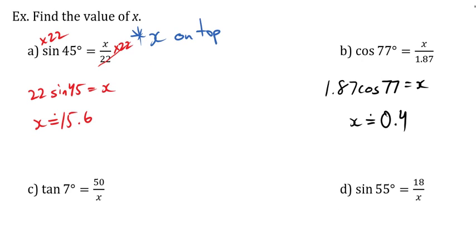Okay, very good. Next one is a type with x on the bottom. So we're going to do this a long way once, and then afterwards we're going to take a shortcut. This is the one where I have x on the bottom.